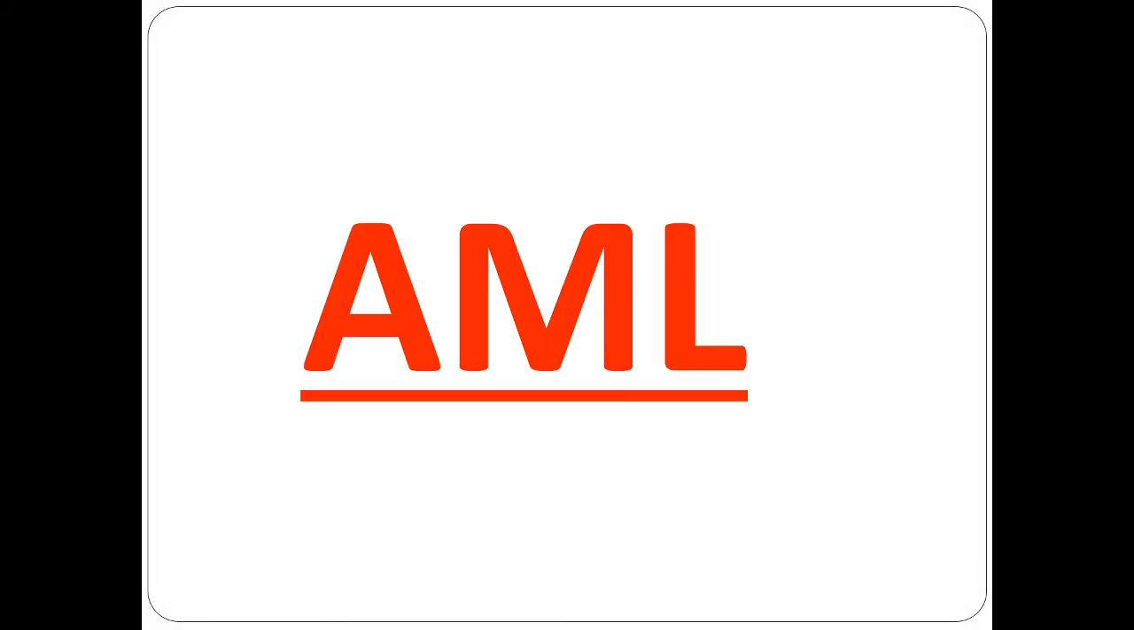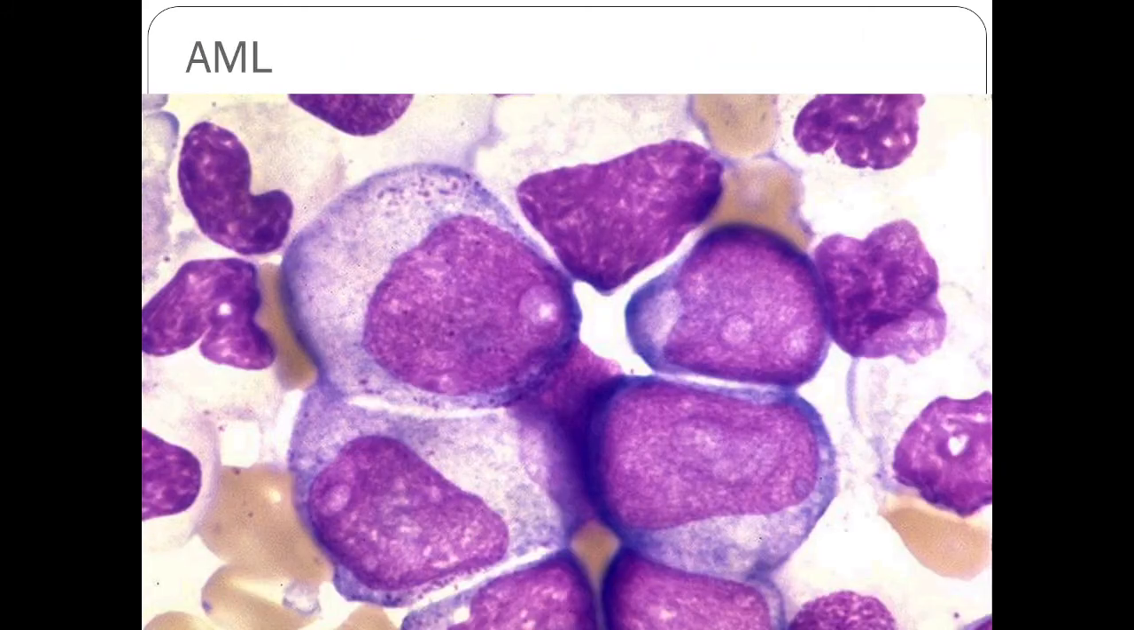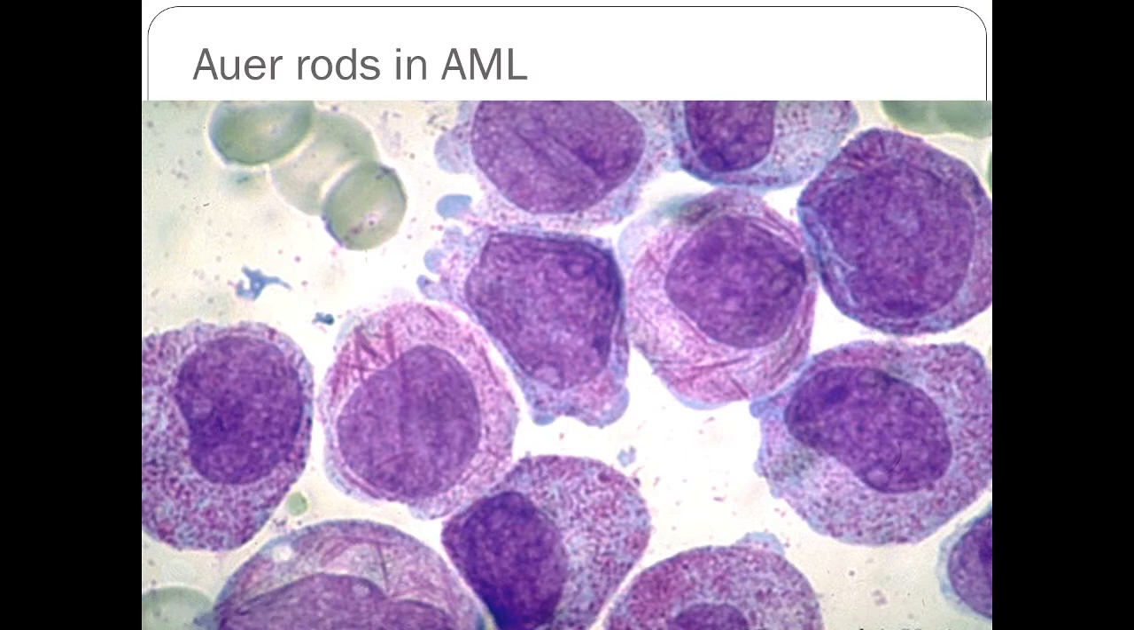Now AML. Acute myeloid leukemia, morphology and cytology. Blasts must be more than 20% in bone marrow or Auer rods are present, positive for myeloperoxidase in at least 3% of the blasts. Morphology of the myeloblast: Auer rods in the myeloblast.